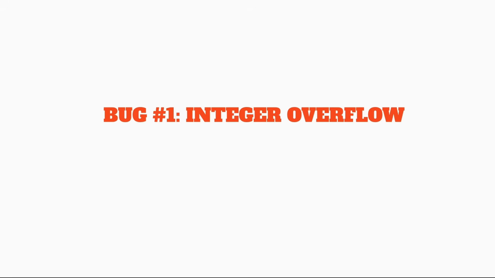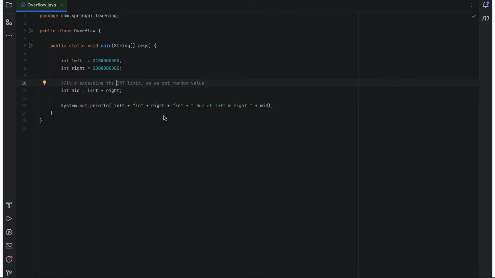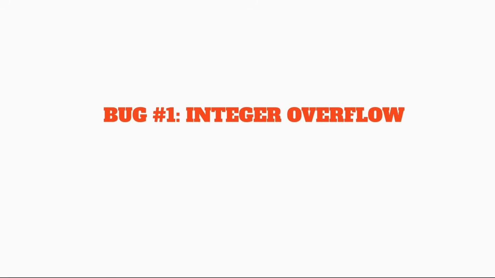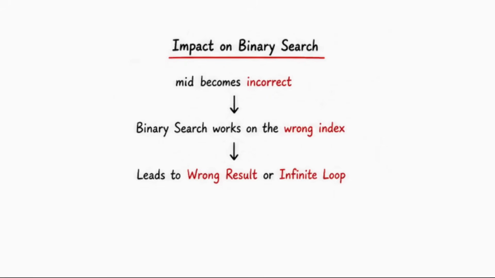So instead of getting the correct sum, Java gives you a wrong value, sometimes even negative. In most cases, you won't encounter arrays this large, but on coding platforms, your solution may be tested against such inputs. And in interviews, you may be asked how your code handles these edge cases. So what is the impact of this integer overflow? Due to this integer overflow, the value of mid variable is wrong, and binary search starts checking the target value on the wrong index, which means wrong answer.